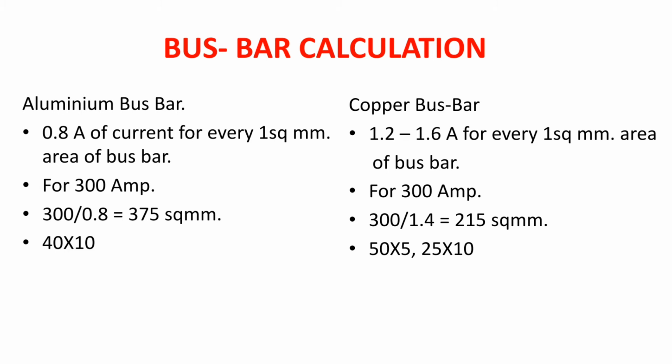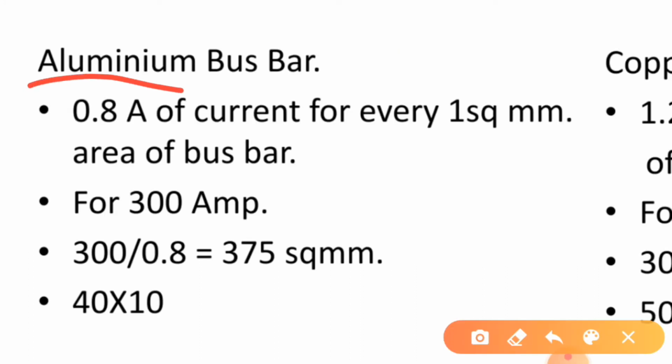Fine. So let us check what is the thumb rule for different kinds of bus bar. With different kinds, I mean for aluminium and copper. What is the thumb rule? How do we calculate bus bar rating? Let's start with the aluminium bus bar. The thumb rule for aluminium bus bar is that for every 1 square mm area of aluminium bus bar, the current flow is 0.8 ampere. It means if our current is 0.8 ampere, then we will require 1 square mm of bus bar.